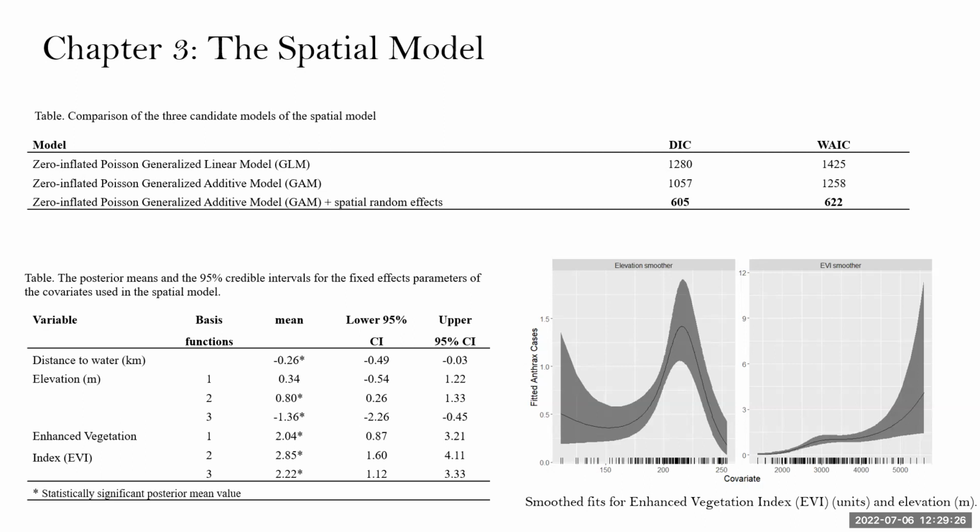Now, the posterior means and the 95% credible intervals for the fixed effects parameters used in the final model are shown in the table on the bottom left. The estimated model demonstrates a negative association between distance to permanent water bodies and anthrax incidence. However, EVI had a strong positive association with anthrax incidence. Similarly, increasing elevation was also associated with an increased incidence of anthrax disease. So I used the final model to predict anthrax incidence across Kenya.